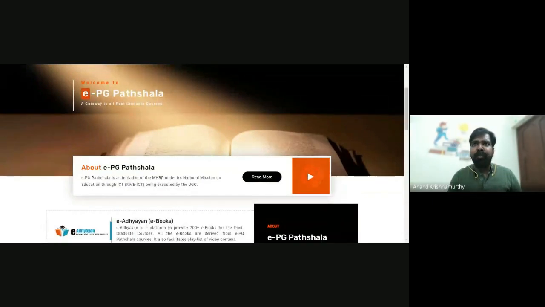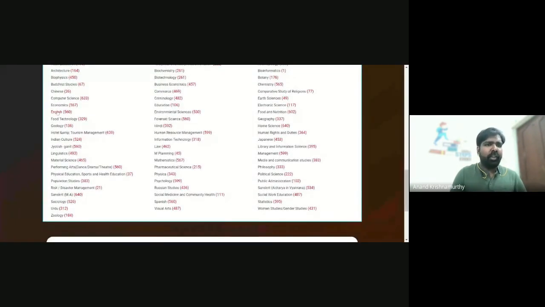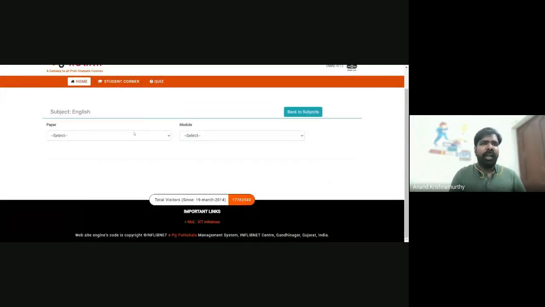Some of you may not be familiar with it, but regardless of all that, I request you to go through this. Here you have an option called English. When you click into that option, a new tab will open and you have two options. That's papers. You have different papers and those papers are listed there. This is not purely about IGNOU syllabus. This is a general broad syllabus of these papers in English. So I'm choosing Indian writing in English.